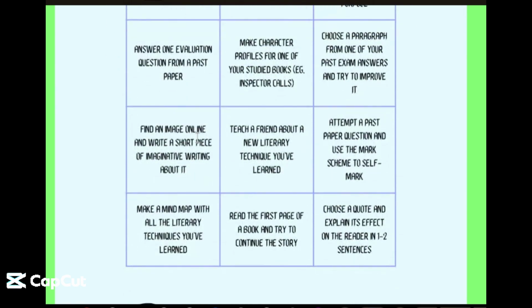Next one, find an image online and write a short piece of imaginative writing about it. This is something I say to do to practice. It's the easiest way. You don't even need to find an image online. Go for a walk and take a photo and just describe it, and then try and write, I would say, 1 to 2 paragraphs about it.